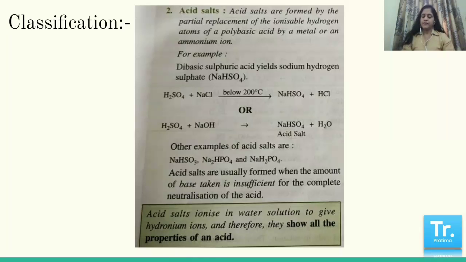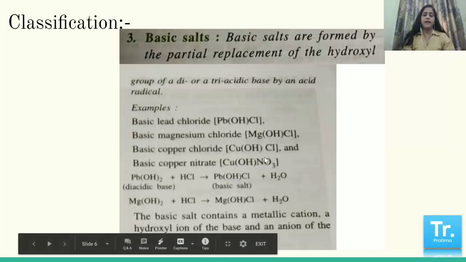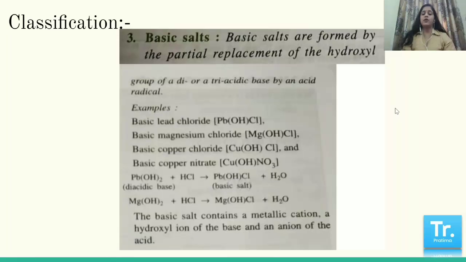So the acid salts ionize in water solution to give hydronium ion, and therefore they show all the properties of an acid. The next type is the basic salt. Basic salts are formed by the partial replacement of the hydroxyl group of a di- or triacidic base, because a monoacidic base will have only one hydroxyl, so partial replacement doesn't arise. Examples are basic lead chloride, basic magnesium chloride, and basic copper chloride, where you have OH in the molecule of the salt, which is due to the partial replacement of the hydroxyl of the base.